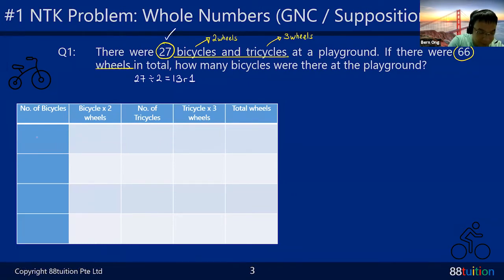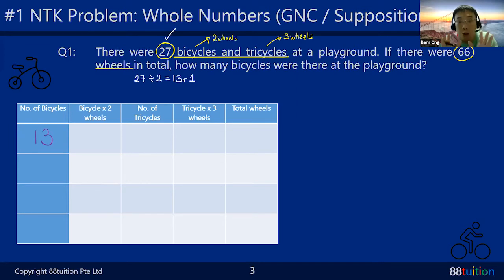Let me start off with 13 bicycles. Can you see the purple number 13? So I guess there are 13 bicycles. So I need to draw 5 columns. Column 1, column 2, column 3, column 4, column 5. In column 1, I talk about the number of bicycles. How many? I don't know, I'm guessing. Column 2, because 1 bicycle has 2 wheels, I need to times 2. Column 3 is the number of tricycles. Column 4 is 1 tricycle has 3 wheels, so need to times 3. And the last one, we are comparing the total, so the total must match.